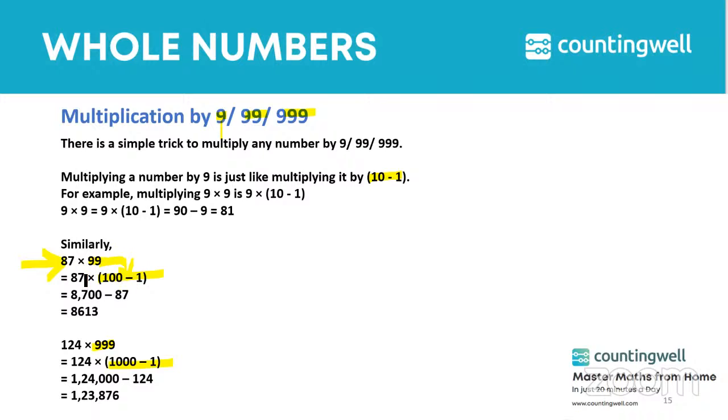minus 1. So this will be 87 into 100, 8700, minus 87 into 1, 87. So we have 8613.